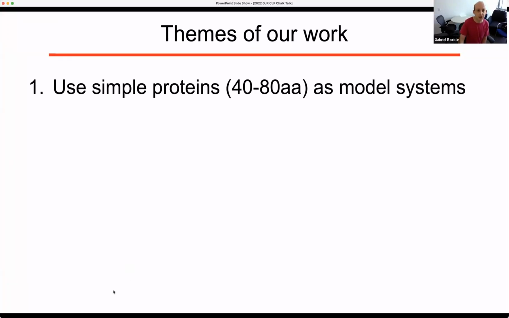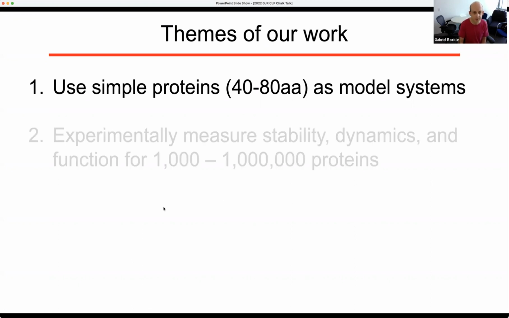The first theme is to use really simple proteins that are like 40 to 80 amino acids long, protein domains, as model systems. And one of the great things about using these small domains, they're easy to model, and we can also synthesize the genes encoding these domains, like hundreds of thousands of different sequences at pretty low cost.